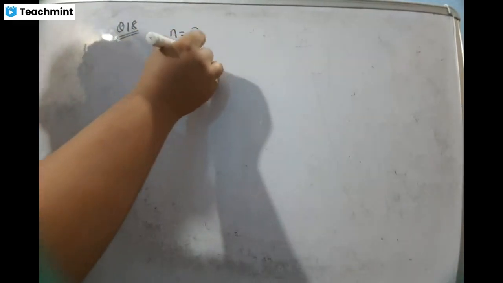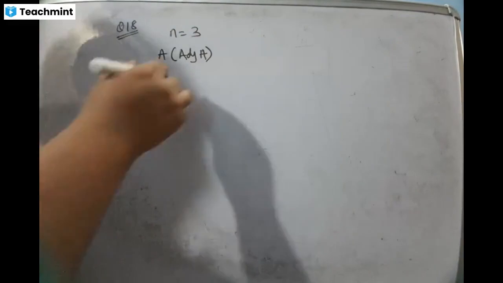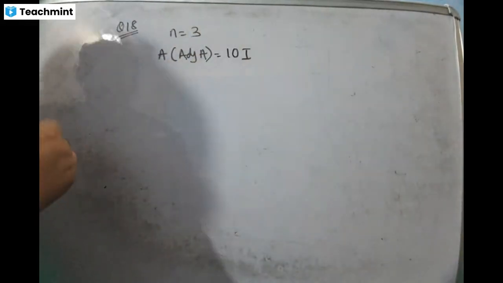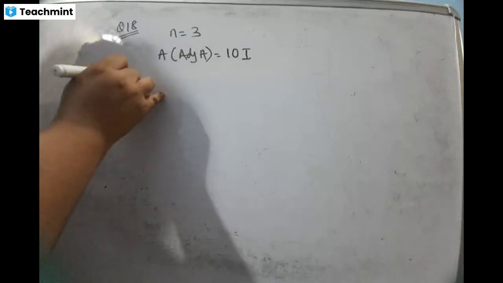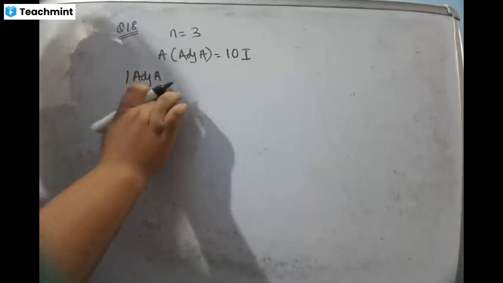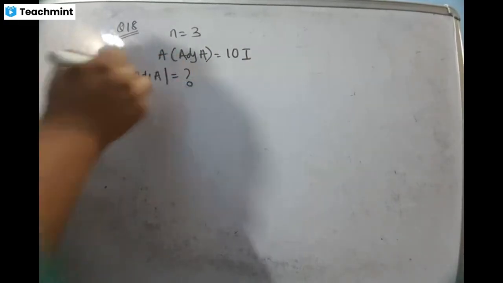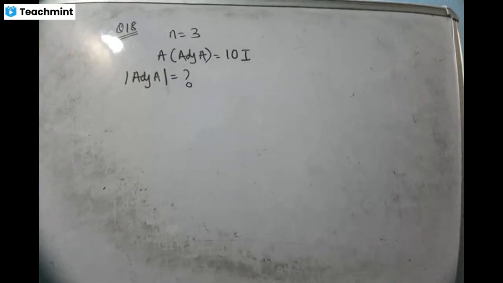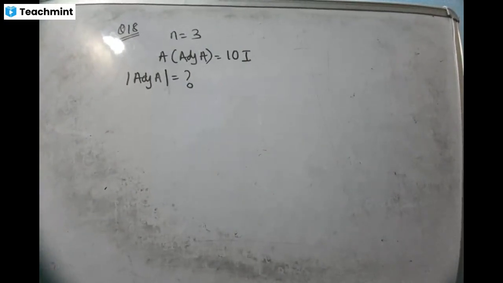So the order of this matrix is given to be 3, and they have given that A into adjoint A equals 10I. I have to find the determinant of adjoint A. Another important question. For this also, you need to know the property of adjoint.